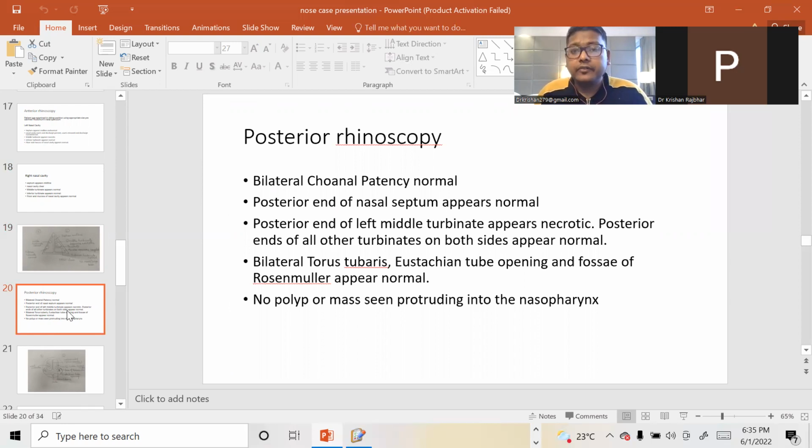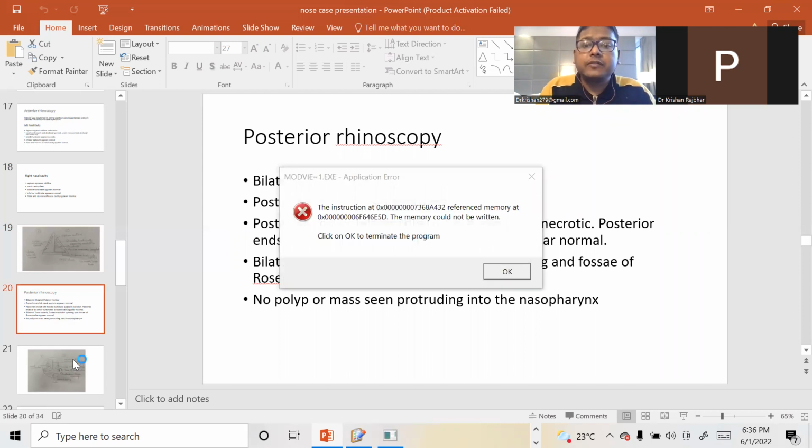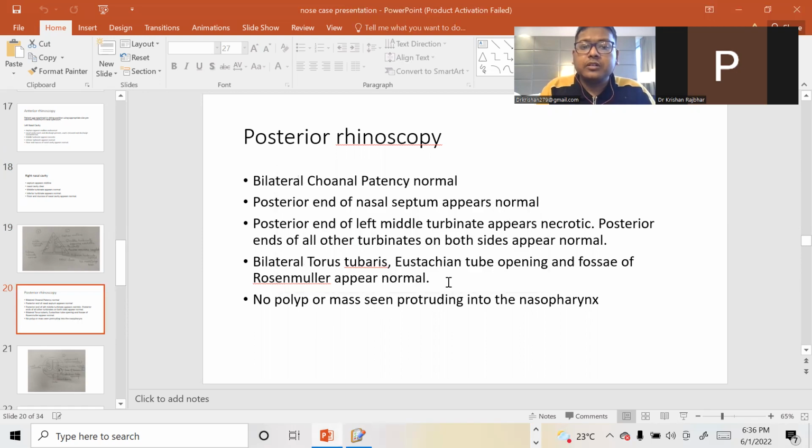Nowadays we document diagnostic nasal endoscopy. So bilateral choanal patency normal. Posterior end of the nasal septum appears normal. Posterior end of left middle turbinate appears necrotic. Posterior ends of all other turbinates on both sides appear normal. Bilateral torus tubarius, eustachian tube opening and fossa of Rosenmuller appear normal. These three are the significant areas where we suspect nasopharyngeal carcinoma and so on. So you have to document the bilateral torus tubarius, eustachian tube opening and fossa of Rosenmuller. Fossa of Rosenmuller appears normal.